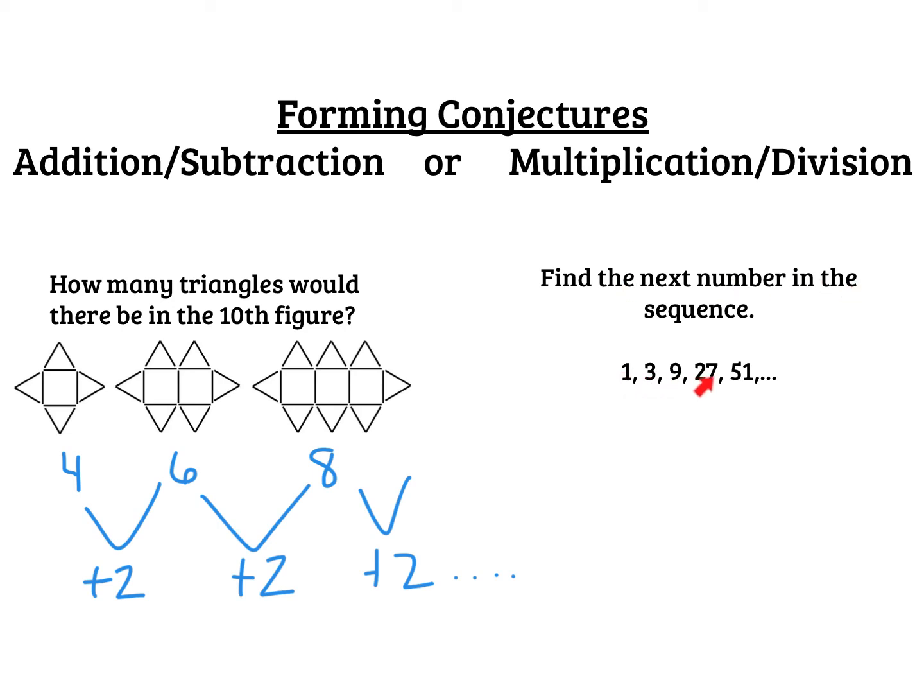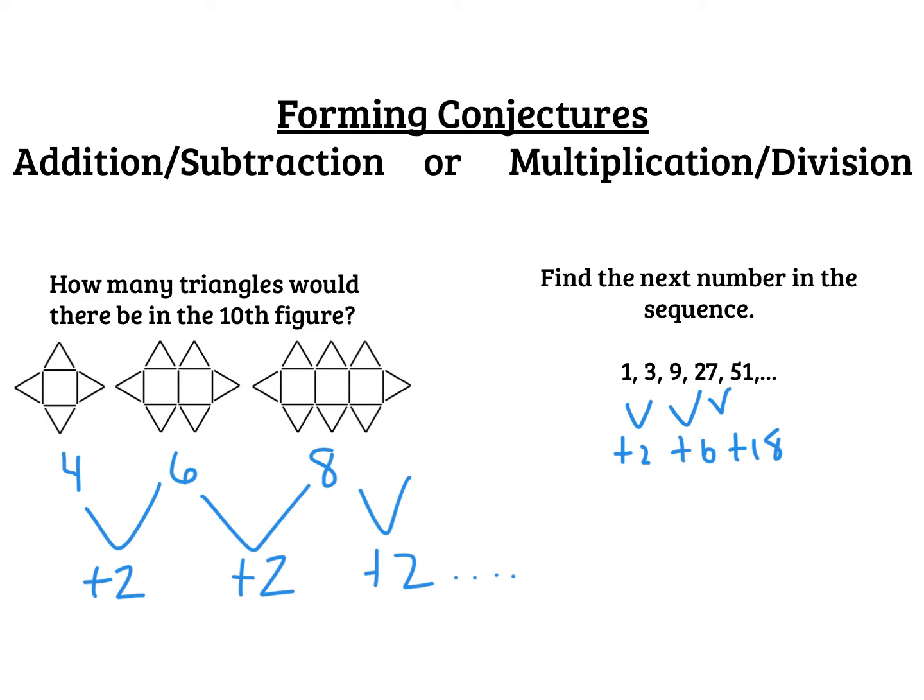We have 1, 3, 9, 27, 51. Okay, am I adding? Well, let's try it out, right? If you're adding, we got a plus 2 here. We have plus 6. Between these two, plus 18. So notice how you're not really adding something consistently every single time. It's changing. So maybe it's not addition or subtraction.